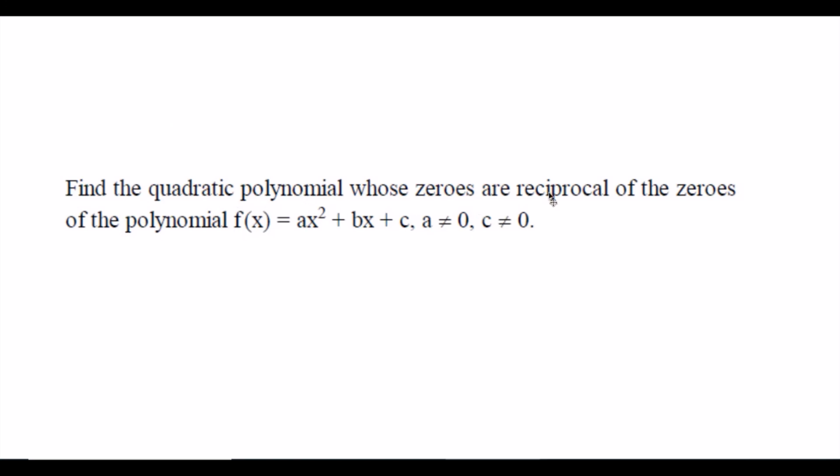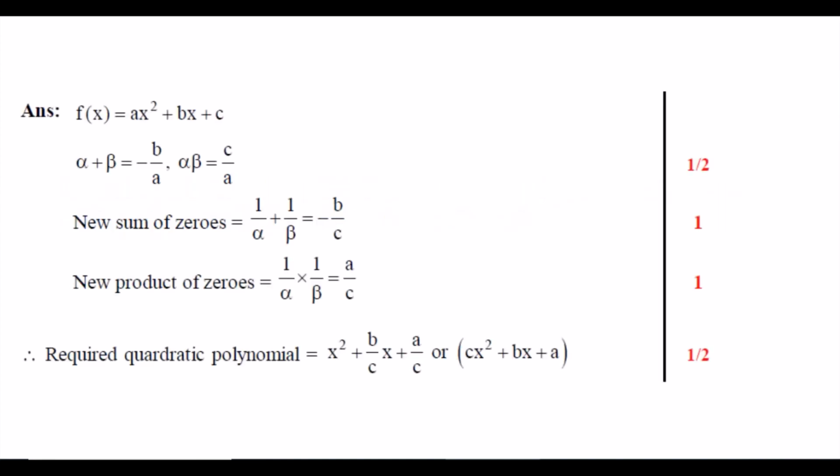Here the quadratic polynomial whose zeros are reciprocal of the zeros of the polynomial f of x, ax square plus bx plus c. A not equal to 0, b not equal to 0, c not equal to 0. Here from this you can find out, suppose alpha and beta are the zeros, alpha plus beta is equal to minus b by a and alpha beta is equal to c by a. Now you take another polynomial whose zeros are 1 by alpha and 1 by beta. Now find out the sum and product. You will get the answer.